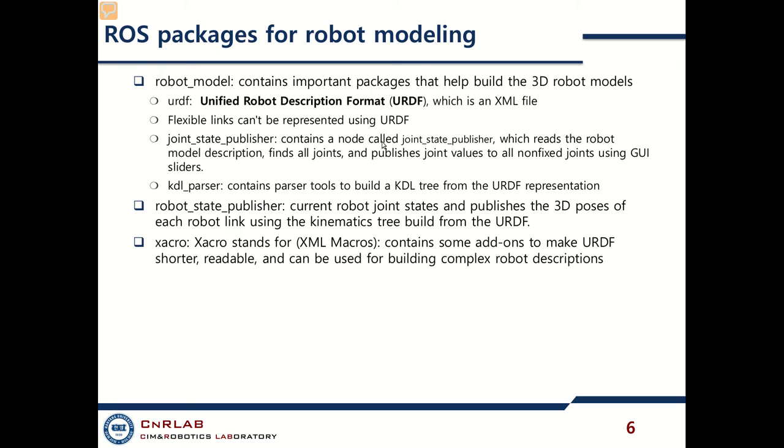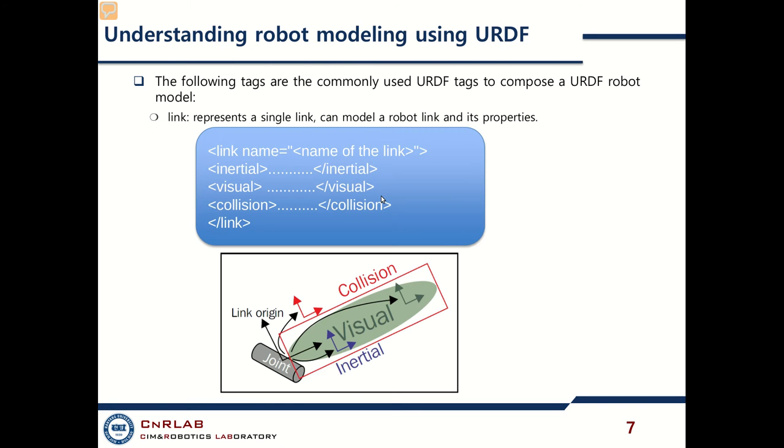And then we have XACRO. It stands for XML macros, and we can define many macros in URDF. It's an add-on feature. It contains some add-ons to make URDF shorter, more readable, and can be used for building complex robot descriptions. We can convert XACRO to URDF at any time using some ROS tools. We will see more about XACRO and its usage in upcoming sections. So let's have some understanding about robot modeling using URDF. The following tags are the commonly used URDF tags to be composed in a URDF model.